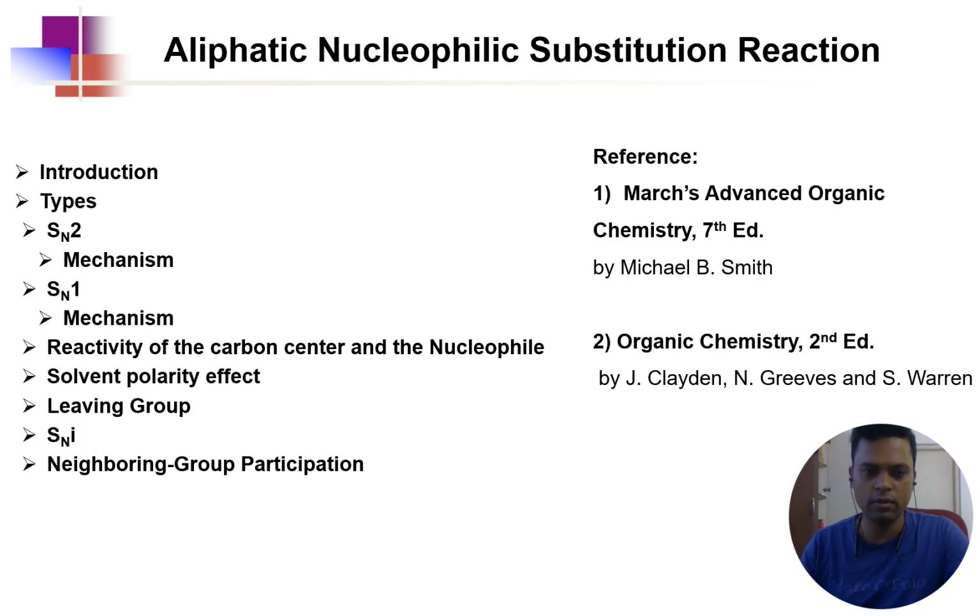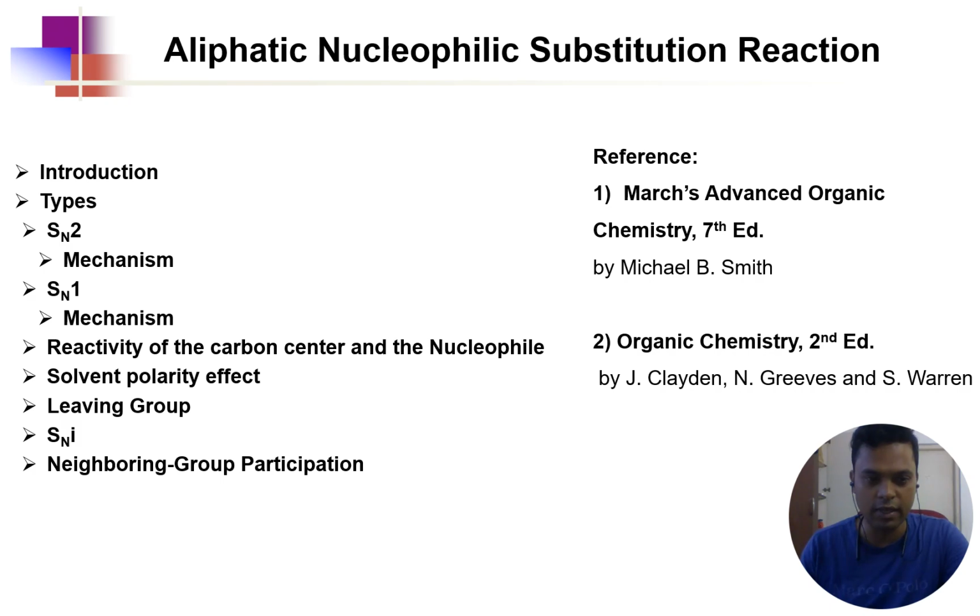Hello everyone, welcome back to the last part of the aliphatic nucleophilic substitution reaction. So we have already discussed the two major mechanisms, SN1 and SN2. Then we discussed their dependence on solvent polarity, the leaving group, and the substrate. We discussed all these possible effects that we could see in the rate of reaction.